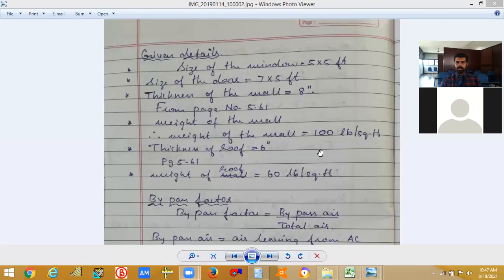Sorry, if you have finished, let me know, because we are dealing with one room only. For completion of this one room, I think there are 10 to 12 pages to complete.